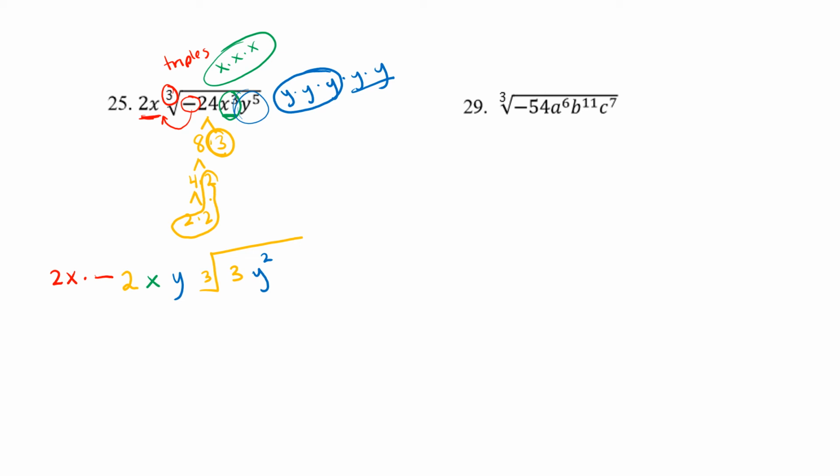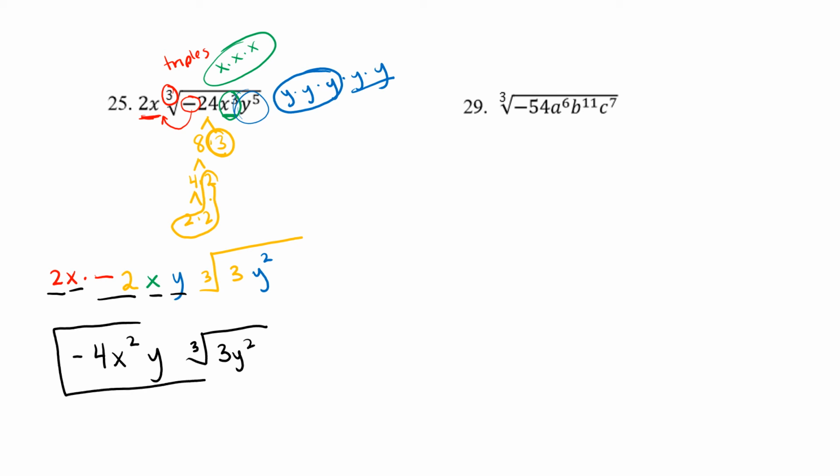All right, so I'm going to go 2 times negative 2 is negative 4. x times x is x squared. And then this y is being multiplied to nothing. What was left inside of the cube was 3 and y squared because they weren't part of any triples. That would be your final answer. Just make sure that you remember to put that 3 right there to indicate that it is a cube root rather than a square root.